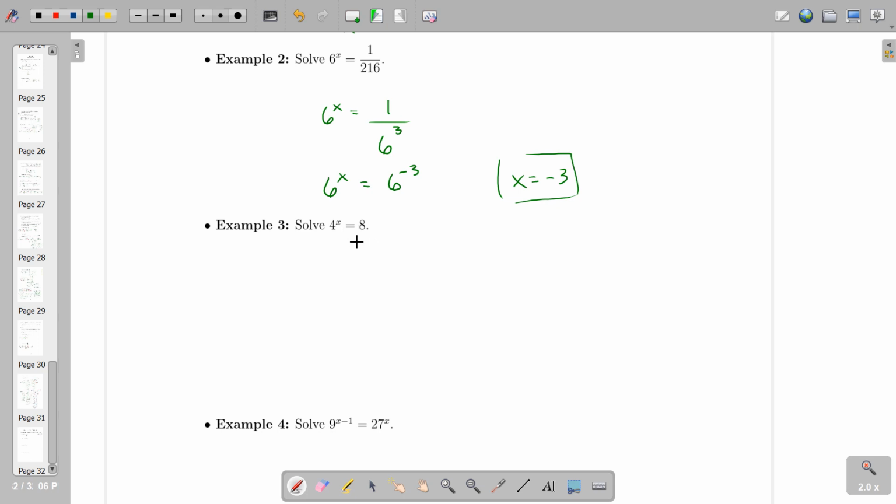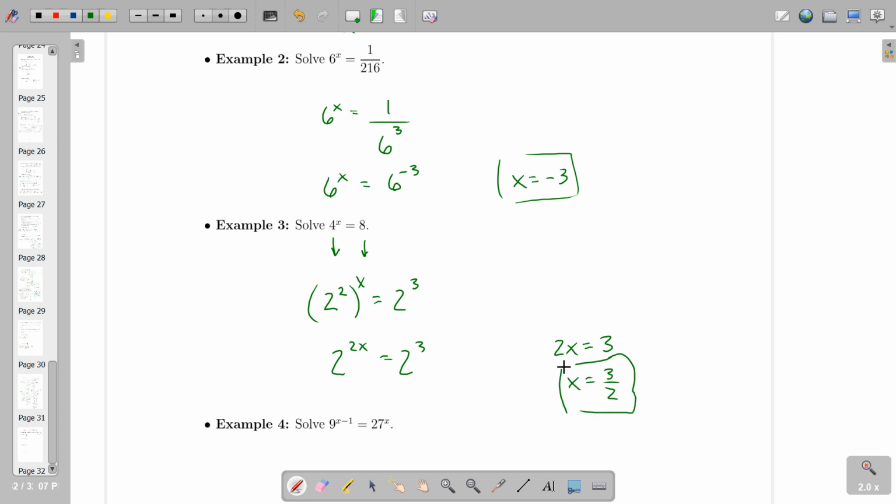Now 4 and 8, now I cannot write 8 as 4 to a nice power, but what I can do is I can change them both to be 2. So what I'm going to do is I'm going to say 4 I know is 2 to the 2nd power, and I'll still have the x out there. And of course 8 is 2 to the 3rd power. Then I'll use my exponent rules to say if I have a power raised to a power, that's multiplication. And then once I do have 2 to something equals 2 to something, those two somethings must in fact be the same. And I can solve that little equation that I get.